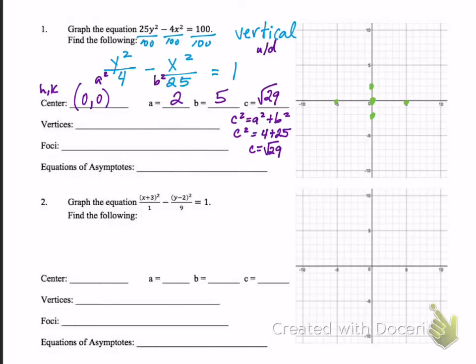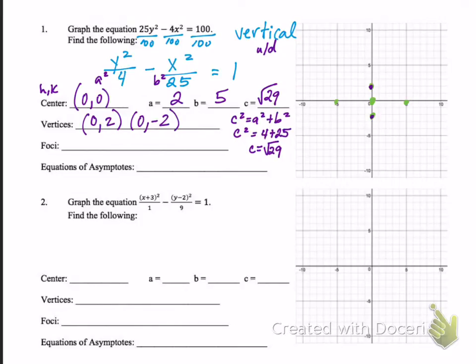So for my vertices, I'm going to name my ordered pairs of my A's. So what would my ordered pairs be when I went up 2 and down 2? What are those ordered pairs? 0, 2 and 0, negative 2. Good. Thanks, Maddie. And it doesn't ask you for any co-vertices or anything like that. It doesn't ever have you label those.